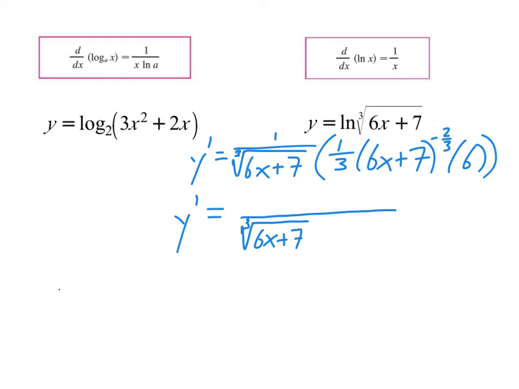But it's not just going to be a 1 on the top. We're going to be putting something else up there, as you'll see in a moment. The 1/3 that I encounter next, that means that I have a 3 on the bottom. The 6x plus 7 to the negative 2/3. Remember that a negative exponent means that it is also in the bottom. And so then I have 6x plus 7 to the power of 2/3. And then the 6, well, that's just a whole number, so that part gets to go on top.